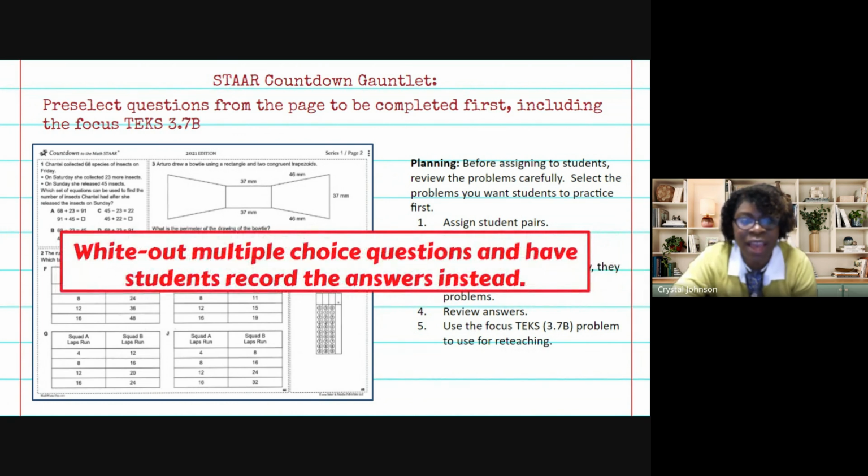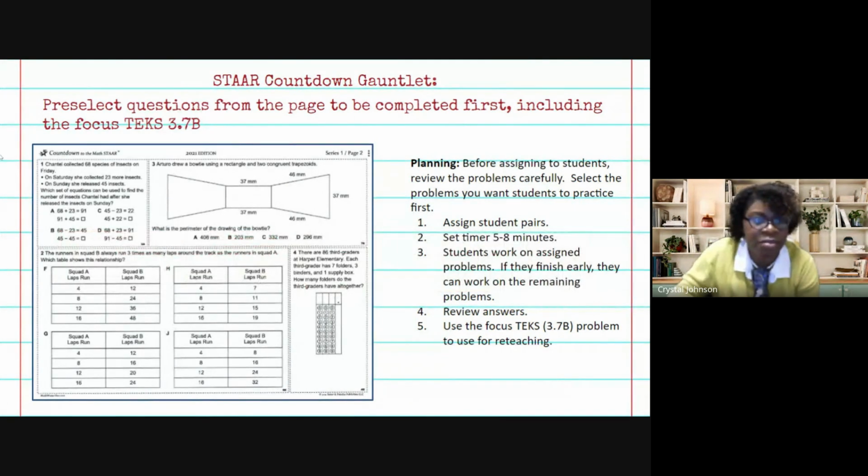Another hint, write out those multiple choice questions and have students record the answer instead. So when I look at this problem here, I would leave number one the same. I would leave number two the same, but I would white out the answer choices for number three and number four. They can just write it in. That way I can have two problems where they can write it in instead of everything being multiple choice.